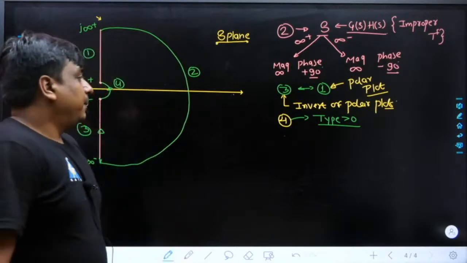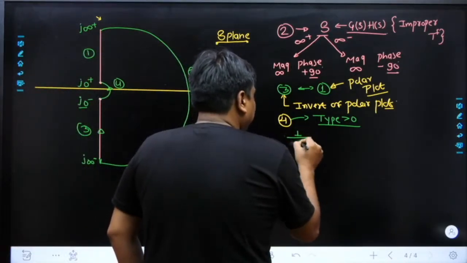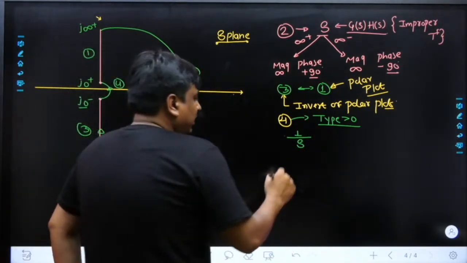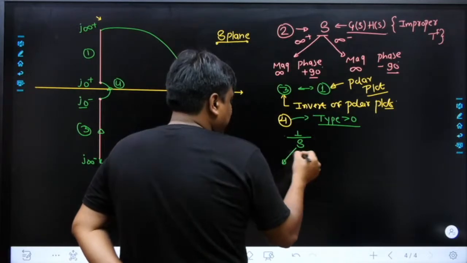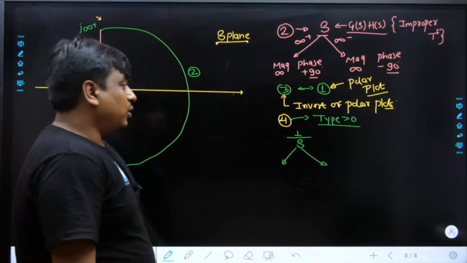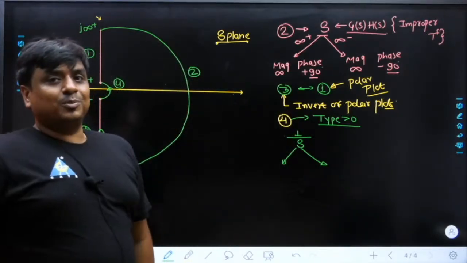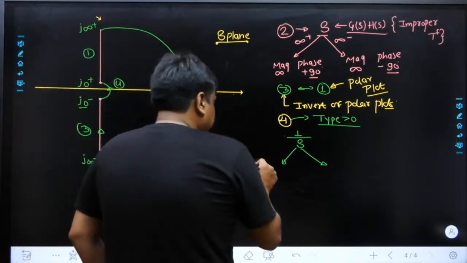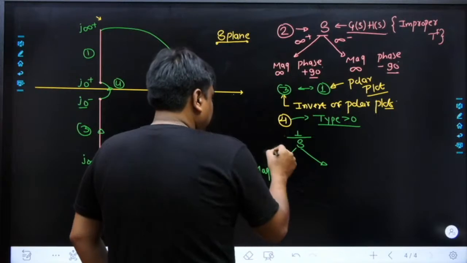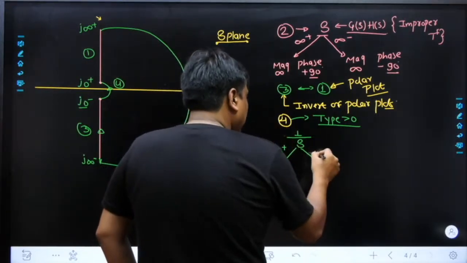Yes, type 0. Now just try to understand in this way. If you have a factor like 1 upon s, when you feed omega equals 0, one thing is quite sure, its magnitude is going to be infinity. So the magnitude part is pretty clear. The magnitude would go to infinity, whether we keep it 0 positive in sense or negative in sense.